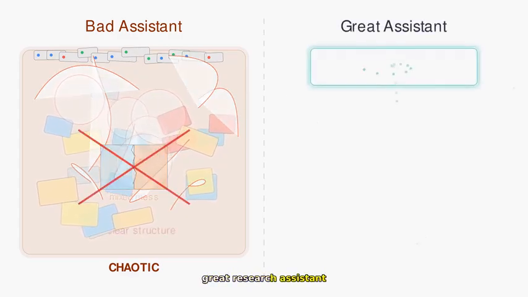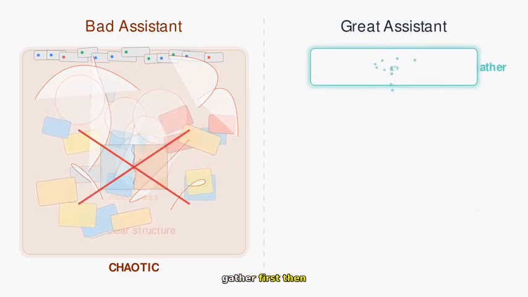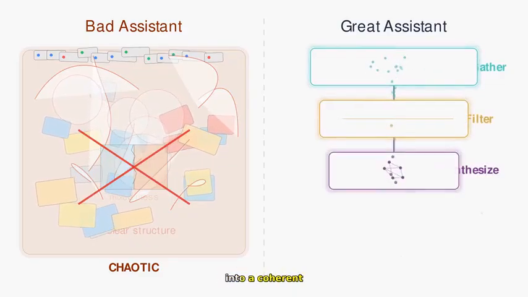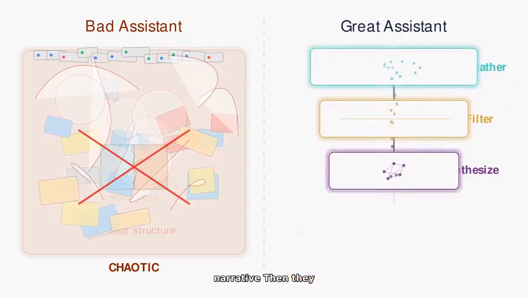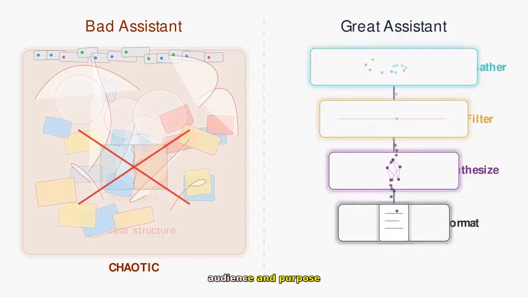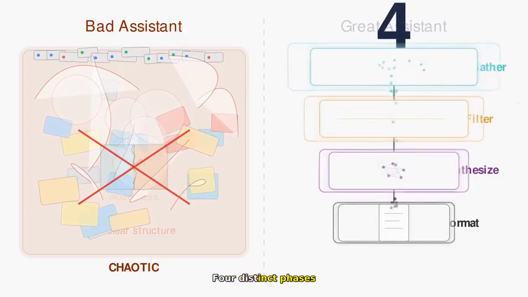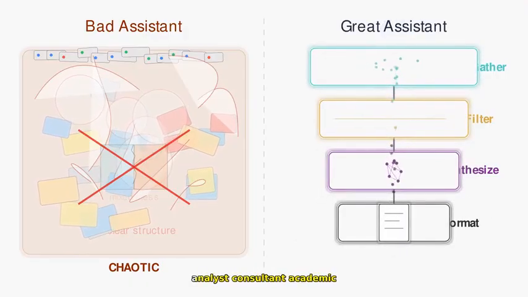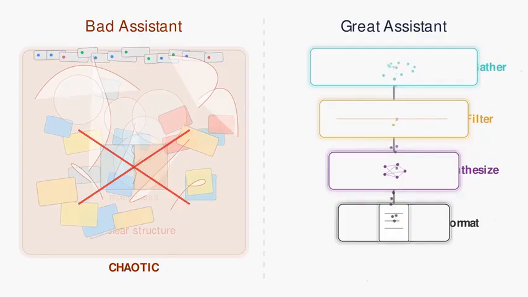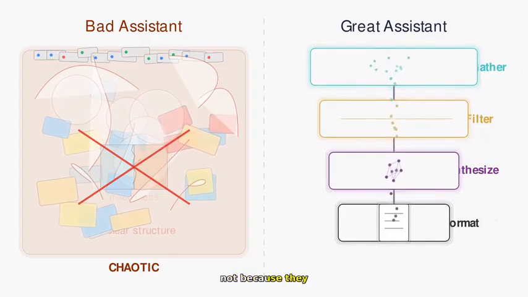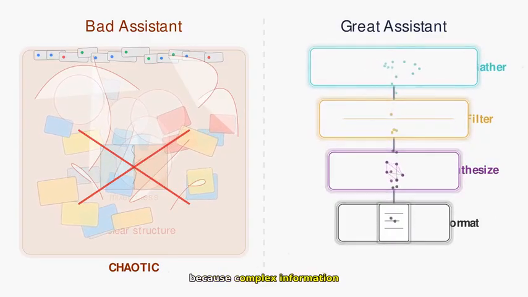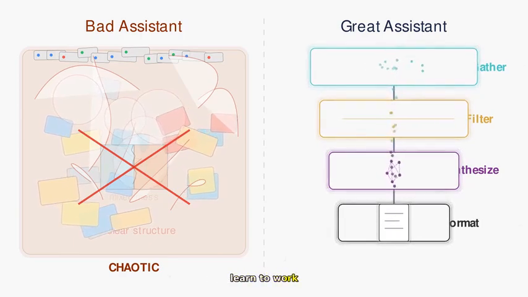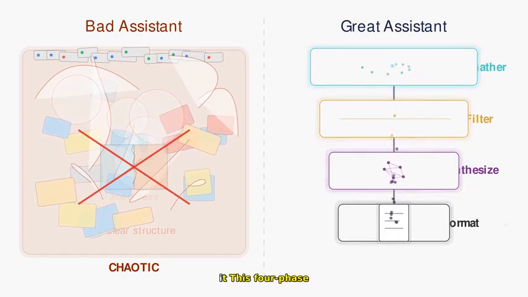A great research assistant works differently. They gather first, then they evaluate what they gathered. Then they synthesize it into a coherent narrative. Then they format that narrative for the specific audience and purpose. 4 distinct phases, and every professional knowledge worker, journalist, analyst, consultant, academic, works this way. Not because they were trained to, but because complex information problems have a natural structure, and the best workers learn to work with that structure instead of fighting it.